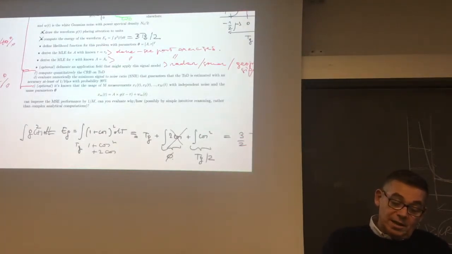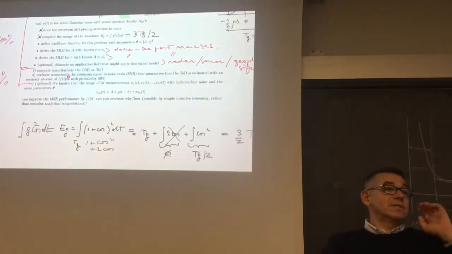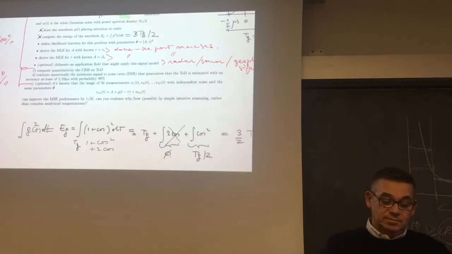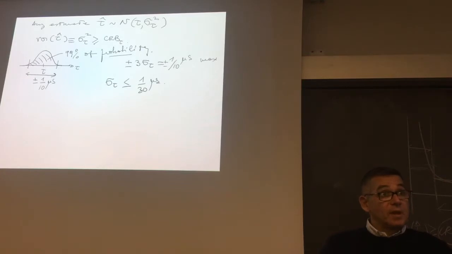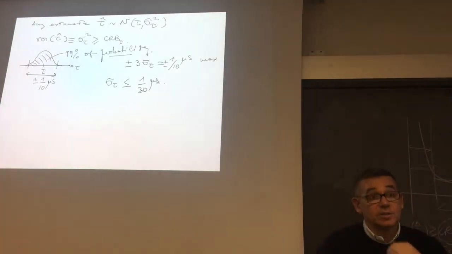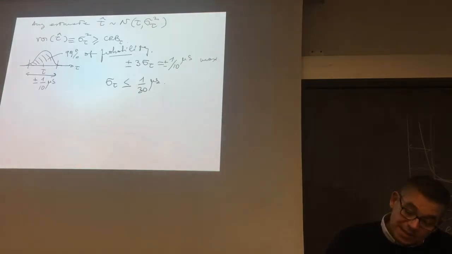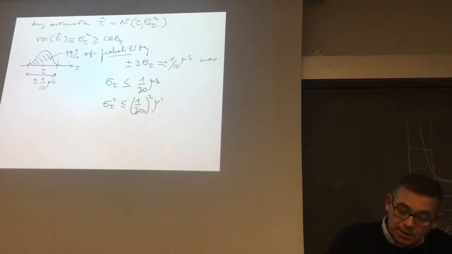Evaluate numerically the minimum signal-to-noise ratio that guarantees that the time of delay is estimated with an accuracy at least 1/10 of a microsecond, at least meaning smaller, with probability 99%. So I want the deviation to be 1/30 microsecond, which means sigma squared tau should be smaller or equal than (1/30) squared microsecond squared.